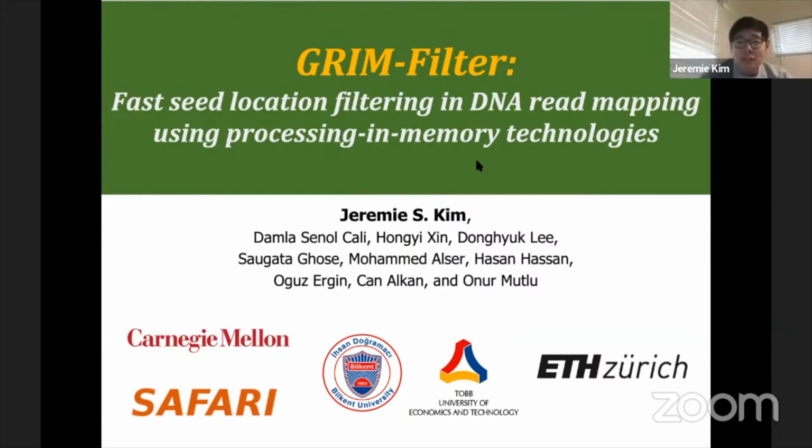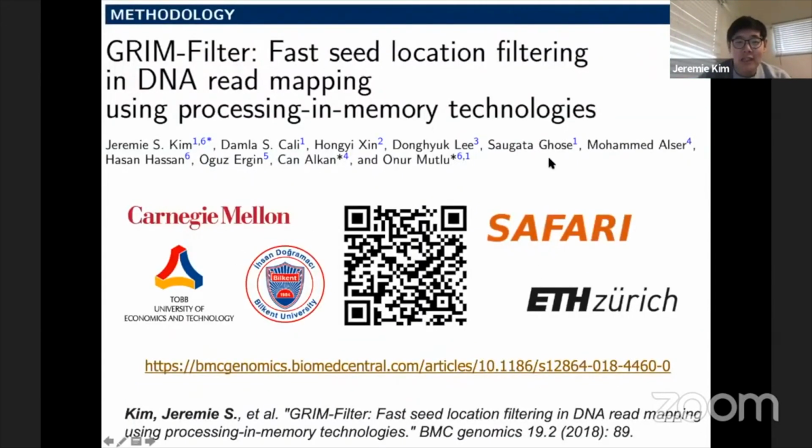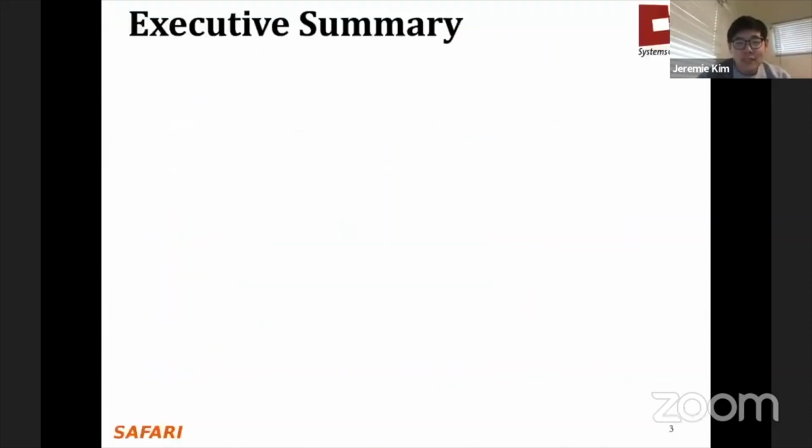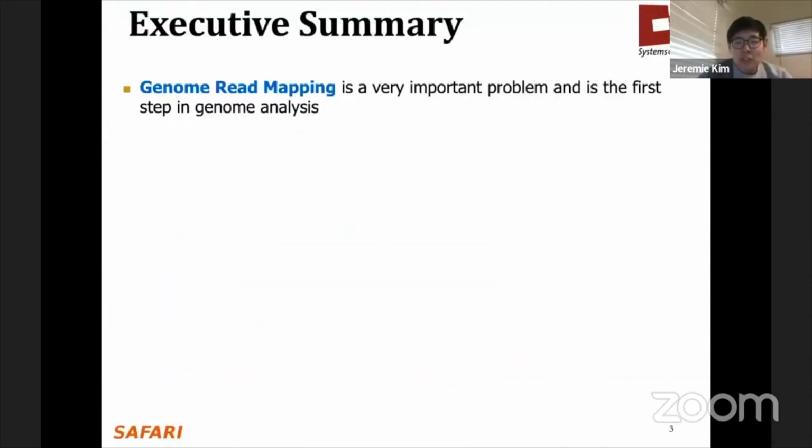Yeah, so I'll be presenting GRIMFilter, which is a fast seed location filtering mechanism in DNA read mapping, which uses processing in memory technologies. This was presented at APBC and published in BMC Genomics back in 2018. So I'll begin with an executive summary.